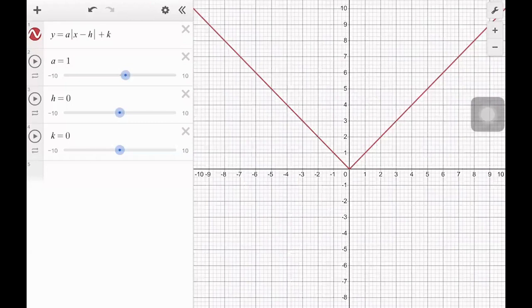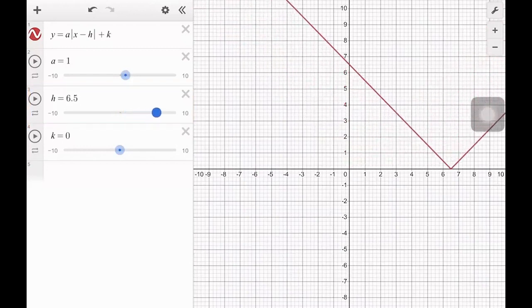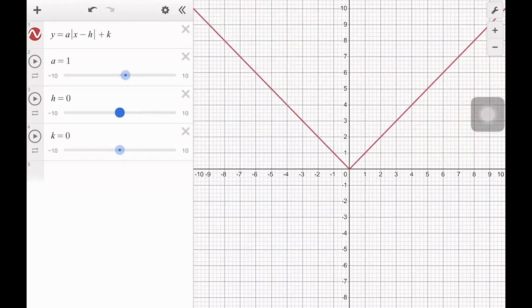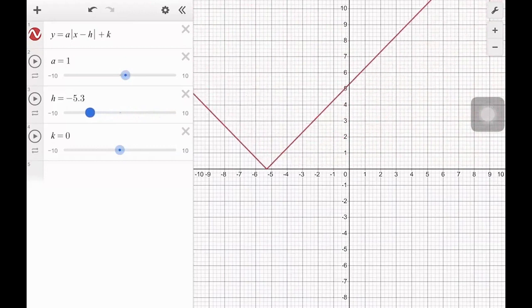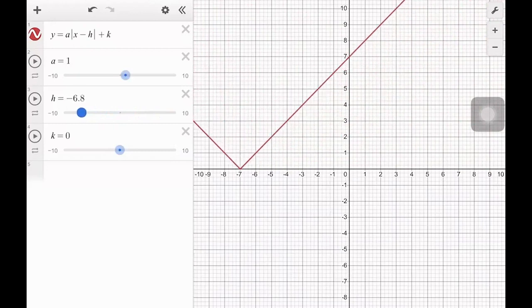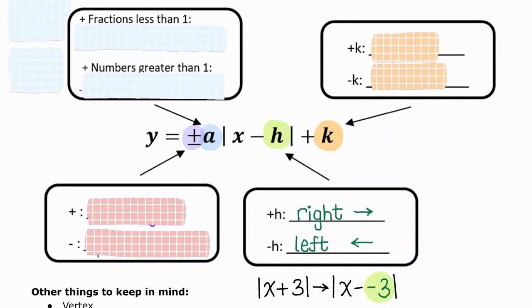All right, here is our first. Let's take a look at the friendly one, which is H. So here I'm just going to move the H. And what do you notice when H is positive? How is it moving this graph? And then what happens if H is negative? What is it doing to this graph? How is it moving it? So here, absolute value, when H is positive, it's moving it to the right. And when H is negative, it's moving it to the left.